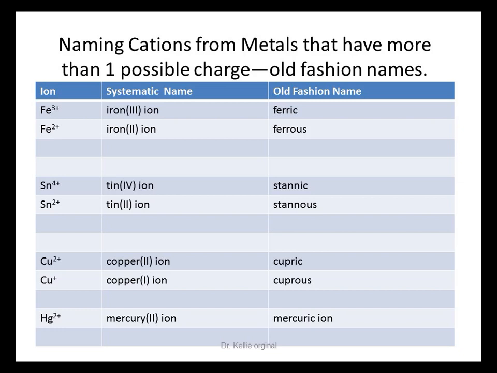You have to know that iron 3 ion is called ferric. Iron 2 ion is also called ferrous. Tin-4, stannic. Tin-2, stannous.